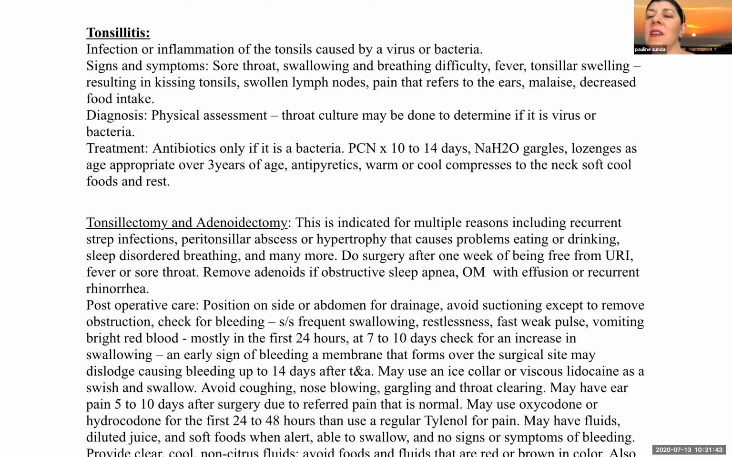Diagnosis is a physical assessment. Again, they will do the throat culture to determine whether it is a virus or a bacteria. We only give the antibiotics if it's a bacteria. Some symptomatic treatment includes warm, normal saline gargles, and lozenges as appropriate for children over 3 years of age. We don't give lozenges under 3 because they can choke. Antipyretics, warm or cool compresses to the neck, and then giving soft, cool foods and rest.